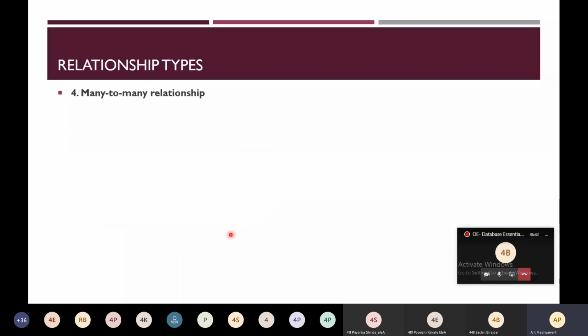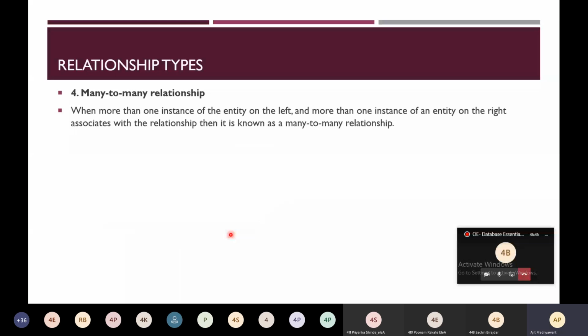Next is the many-to-many relationship. Now you can understand what is meant by a many-to-many relationship. When more than one instance of the entity on the left and more than one instance of an entity on the right are associated with the relationship, then it is known as a many-to-many relationship.